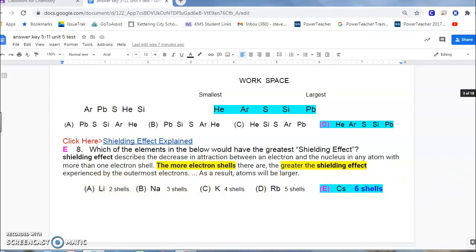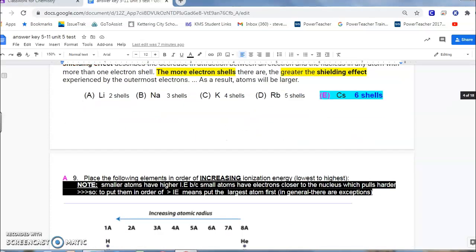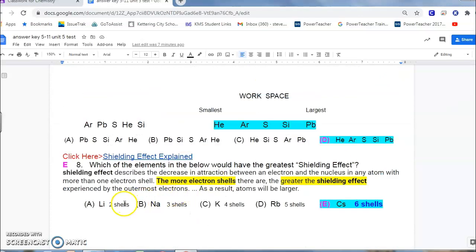Lithium's on the second level of the periodic table. So it only has 2 levels, 1 inner level. Sodium has 2 inner levels, 3 total levels. Potassium has 4 total levels, 3 inner levels. Rubidium has 5 total levels, 4 inner levels. Cesium has 6 total levels, or shells. So it would have 5 levels getting in the way.